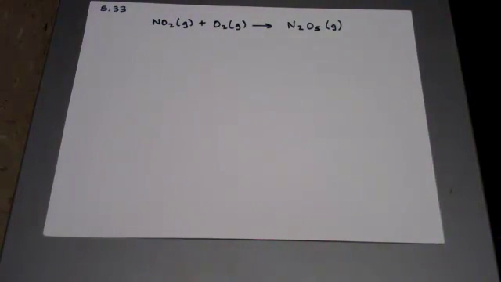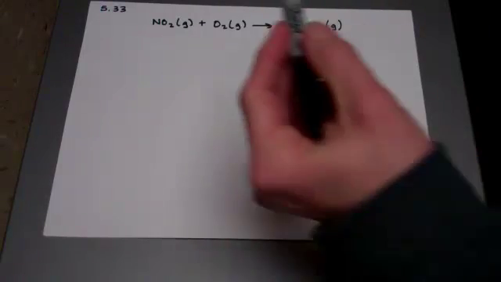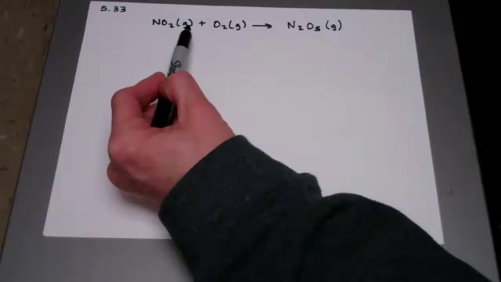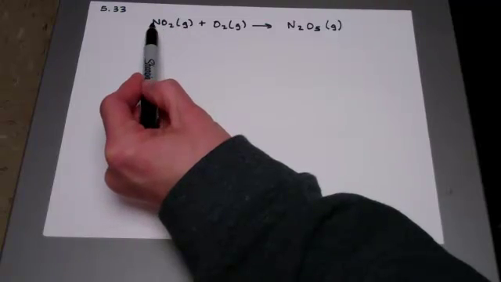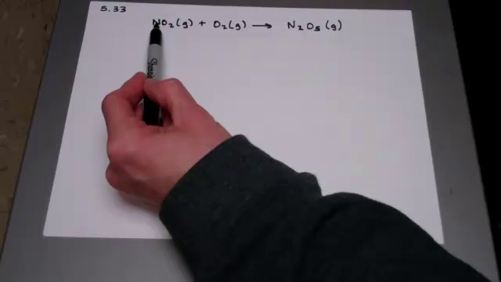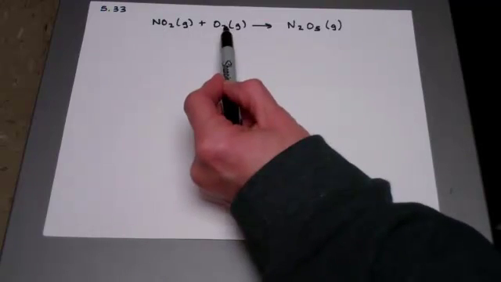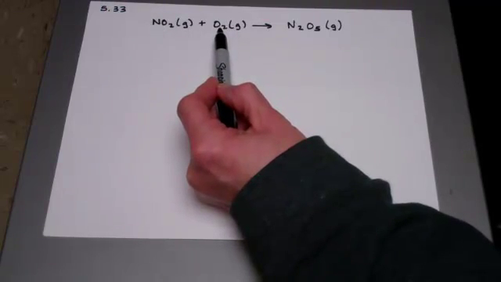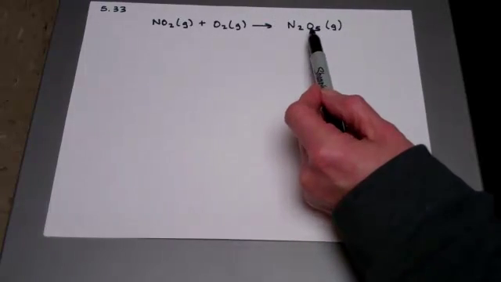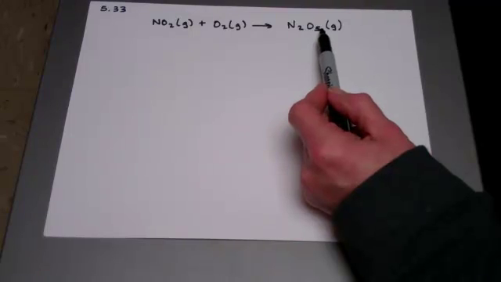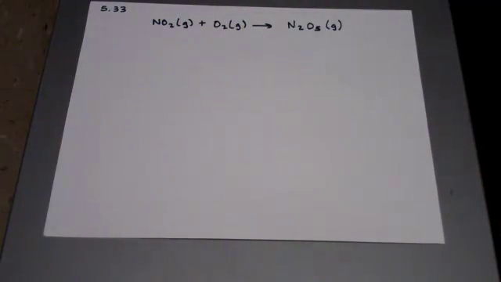So let's get some practice naming these before we start. Is this ionic or covalent? You should have said covalent because there are 2 nonmetals. And we know there's only 1 nitrogen, so we're going to call this one nitrogen dioxide. This one is oxygen, molecular oxygen. And what is the product called? The product is dinitrogen pentoxide. So that just gives us some practice naming.